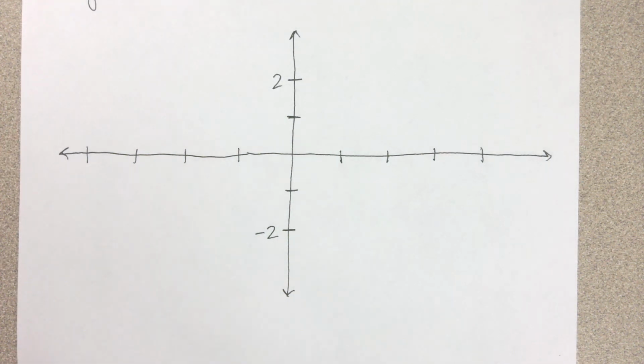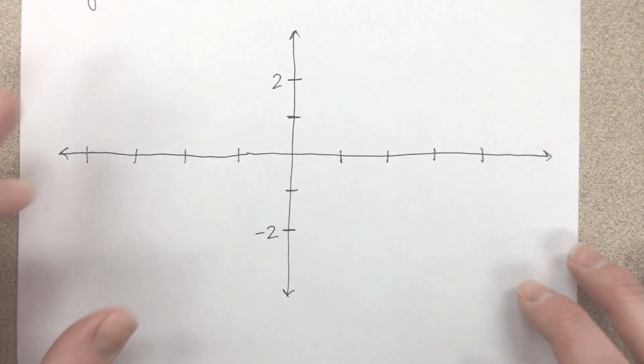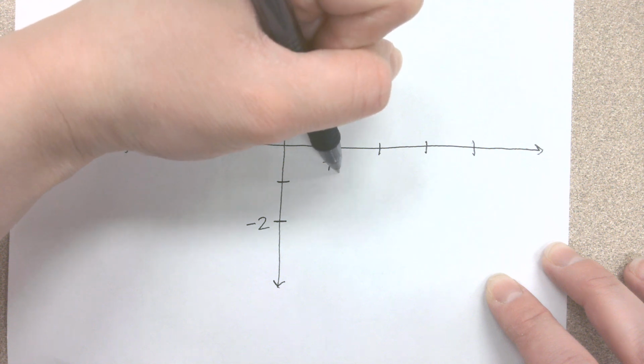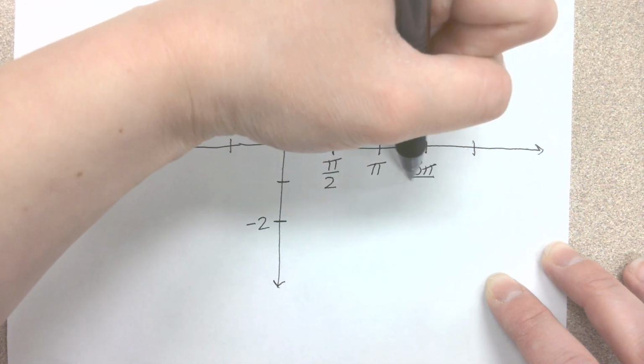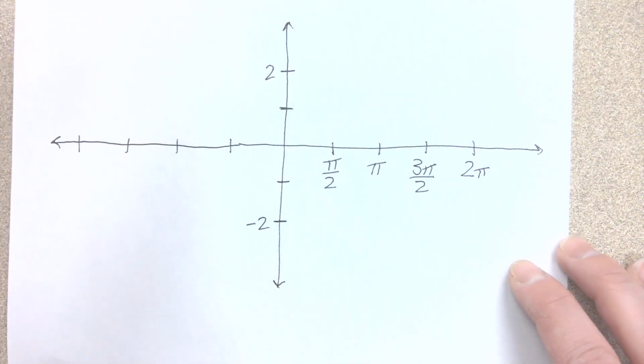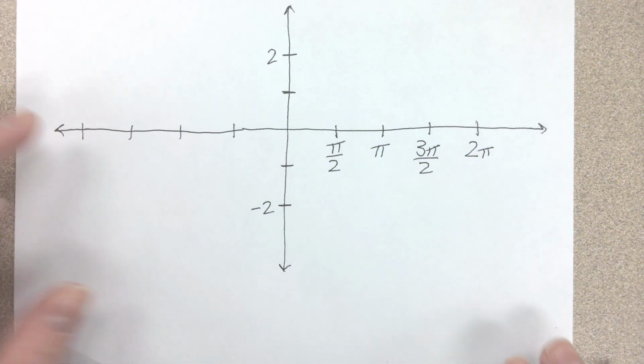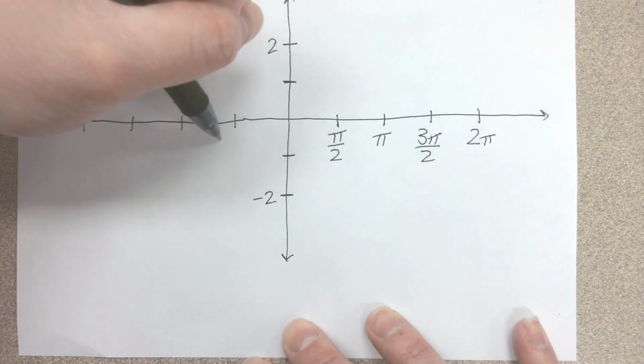The intervals on the x-axis are the exact same as the previous problem, so I'm just going to go through those real quick. We have pi over 2, pi, 3 pi over 2, 2 pi, and the negatives.